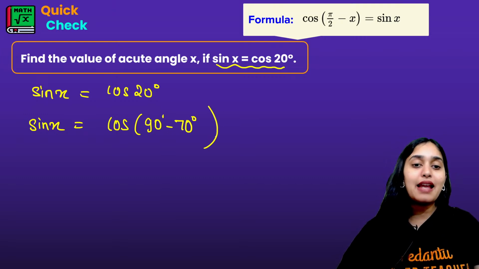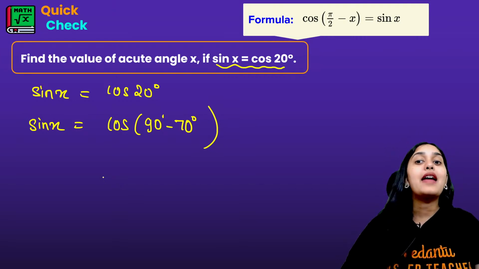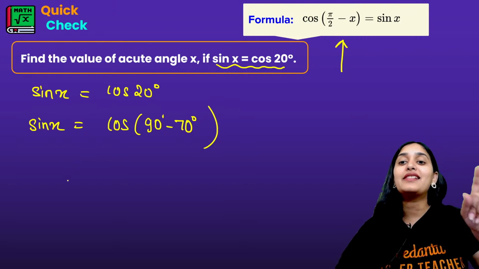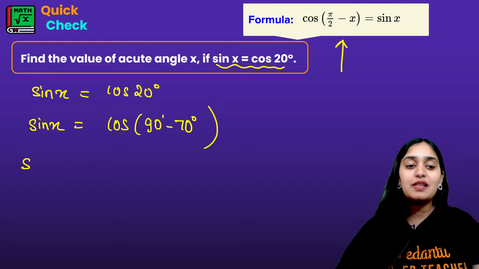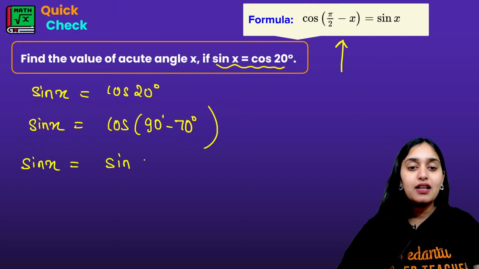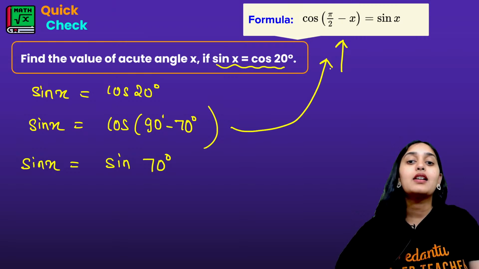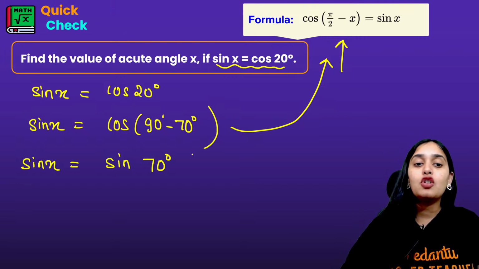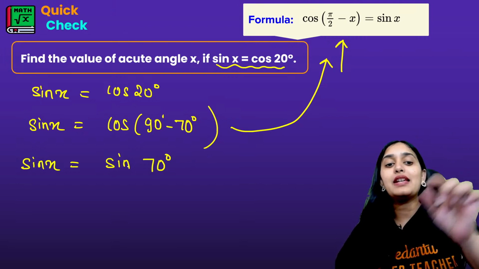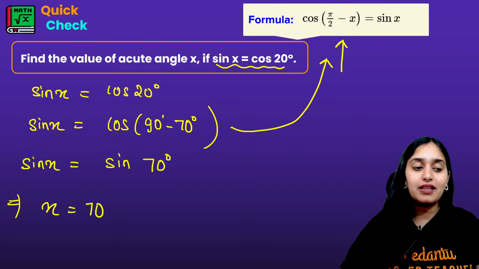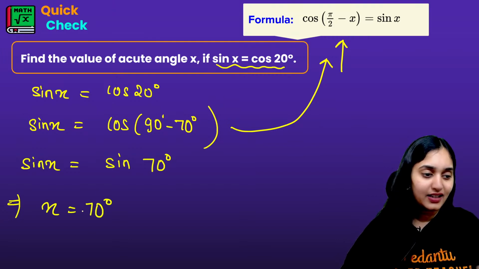20 can be written as 90 minus 70. And what is cos 90 minus x? It is sin x. So this becomes basically sin x is equal to sin 70 degree, right? Because cos 90 minus x is sin x. So cos 90 minus 70 is sin 70. This implies that x is 70 degree.